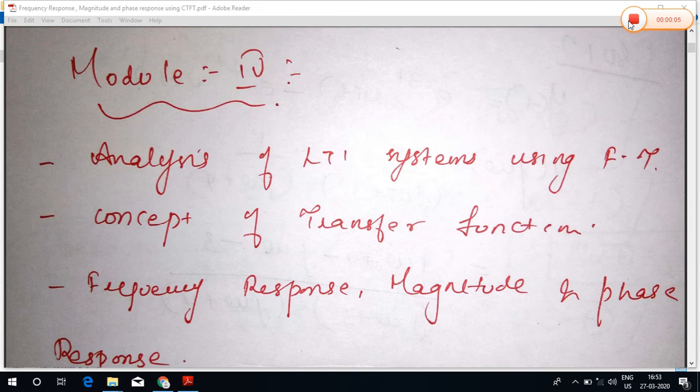So, we have so far dealt with the topics of CTFT that mainly included the basic properties, the basic theory, how to find CTFT, how to find inverse CTFT, and some of the basic CTFT transform pairs.